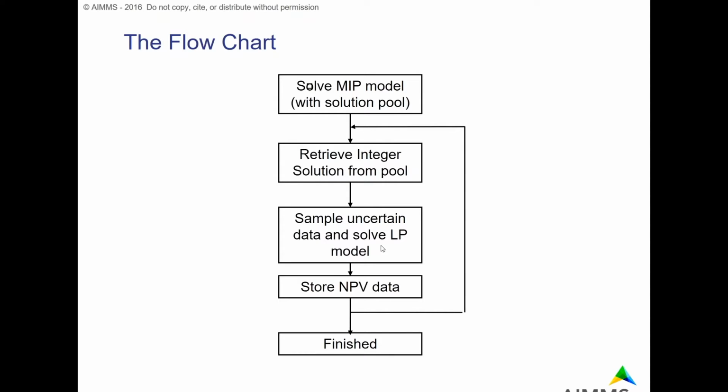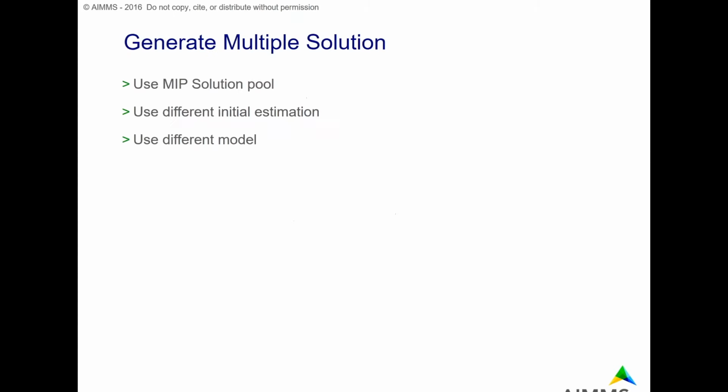Then the loop retrieves a solution from the solution pool. This loop here is the Monte Carlo simulation we have done. Now we will run this simulation for all the solutions in the solution pool, and then we'll finish when we're done. First we want to generate multiple solutions. There are multiple ways to do so. In this example, we use a MIP solution pool provided by the solver. We're going to see soon how to use the solution pool and how to set it up.